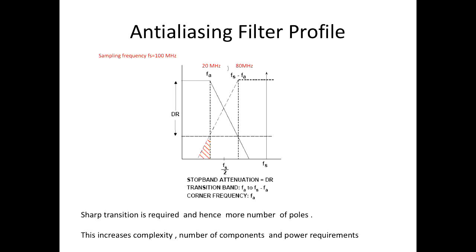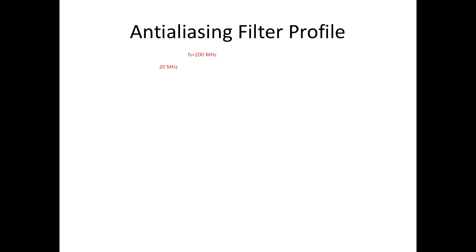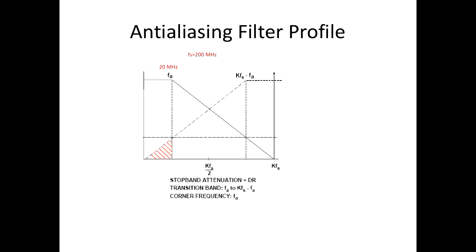To avoid this, you can have a sampling frequency of 200 megahertz. Now you are getting 120 megahertz. You are pushing the stop band. You know what I meant? Now your stop band equals 120 megahertz, because only whatever is coming after 120 megahertz will fold into this region. So maybe a second order filter will do your job. So when you increase the sampling frequency, you are pushing the stop band.